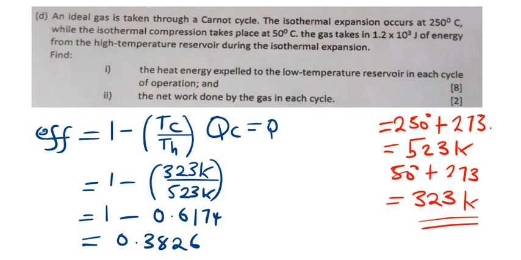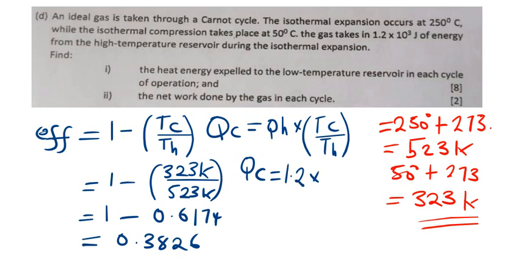What is our Q in this case? It's our QH. In this case we're going to multiply by the temperature of compression divided by the temperature of expansion. So our QC that was expelled, I'm going to have 1.2 times 10 to the power 3. That is just the same as multiplying by 1,000. So in this case I'm going to have 1.2 times 10 to the power 3 joules.